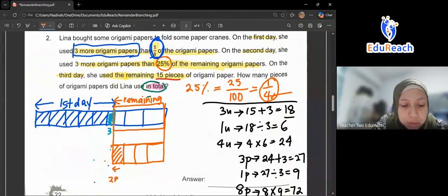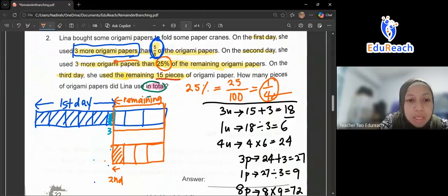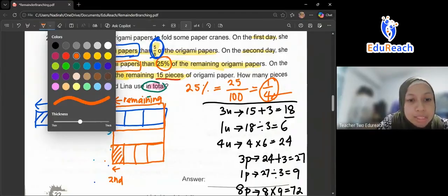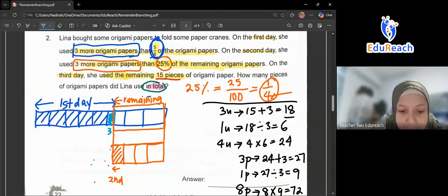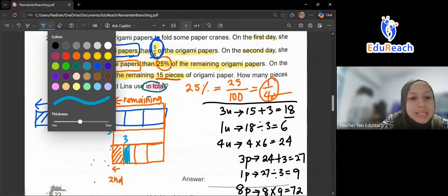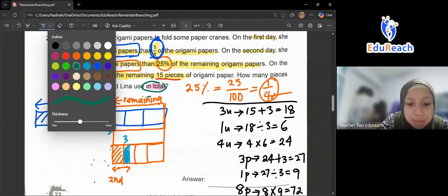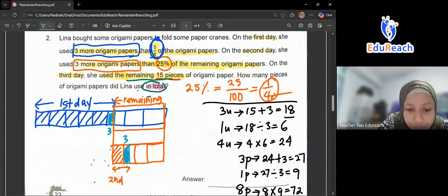But hey, that's not all. The second day also he used 3 more than quarter. So I have to do the same like what I did just now. On my second unit below, I shade 3. This one, I cut a bit and I show 3. That means the second day is a little bit more than 1 unit. Then after that, you have the remaining 15 pieces. So on my model, I put 15 here. This is what I have left.